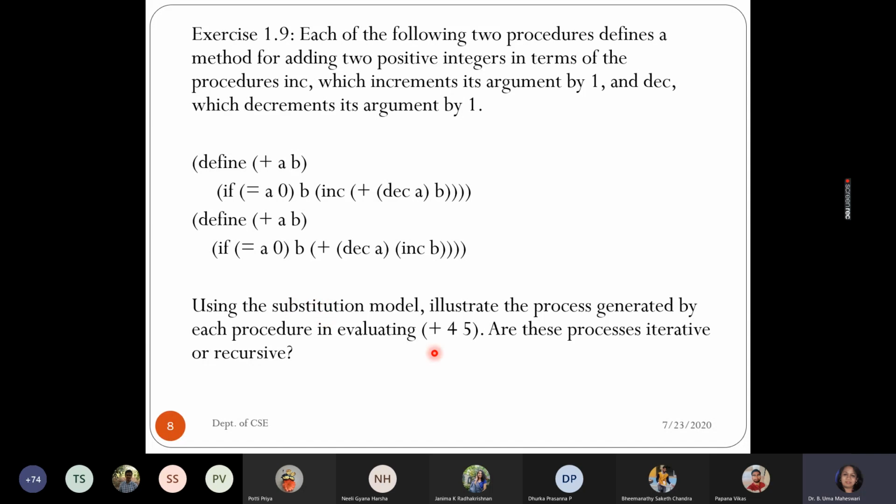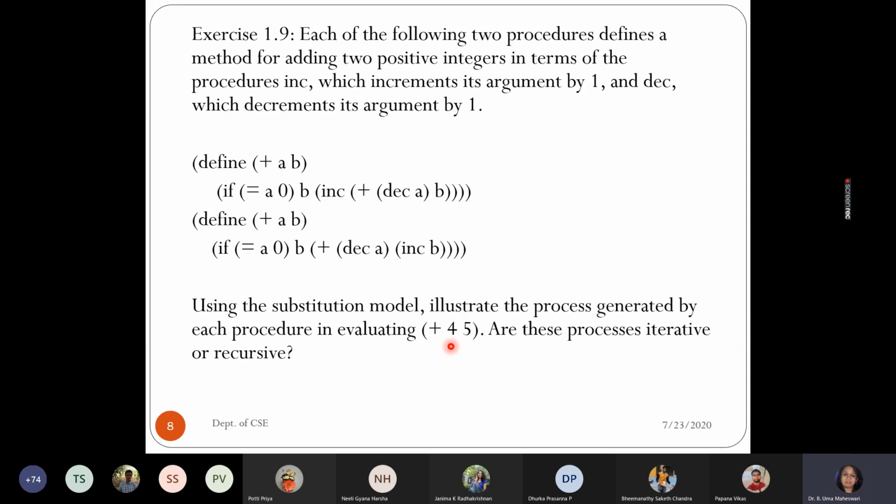Now how will you validate this expression? You are passing plus 4 5. If you look at this one, define plus a b, so a is 4 and b is 5, and what is happening according to this logic? Can you just tell me the process generated by these statements? For the first one, you take this logic, and for the second one, take this logic, and what is the process generated for this procedure for the actual values 4 and 5 for the a and b arguments?